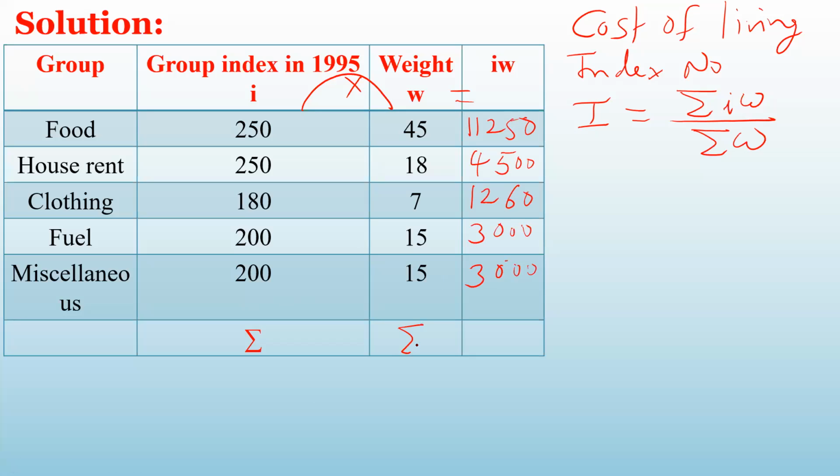Now I have to find out summation of IW. That means sum of this column. Okay. So 3,000, 11,250 plus 4,500 plus 1,260 plus 3,000 plus 3,000. So that gives me 23,010. Okay. So summation of IW gives me 23010. Let us put the values here. So 23010 divided by summation of W is what?